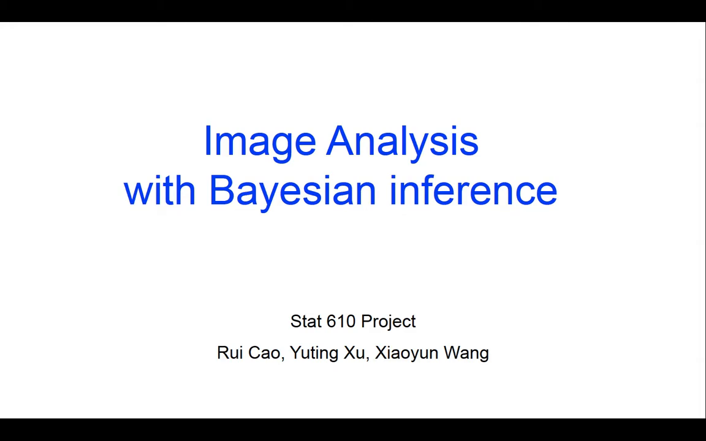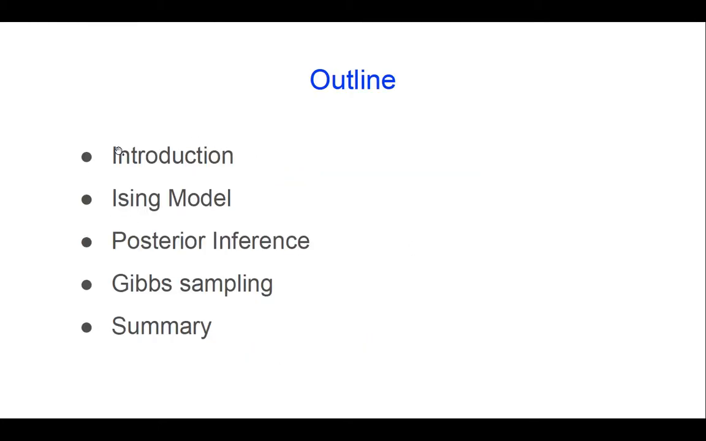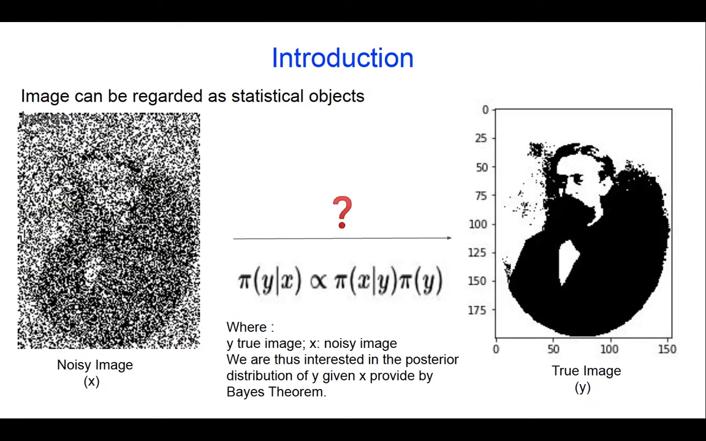Hello everyone. Today I'm going to talk about image analysis with Bayesian inference, our project. I'm going to introduce why I would like to do this project, and talk about the prior, which is called the Ising model. Then Yuting will talk about the posterior inference and our procedure, called Gibbs sampling, to denoise the original image. And Xiaoyun will show you the result and conclude our results.